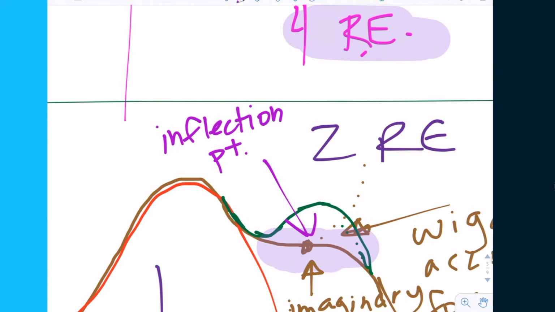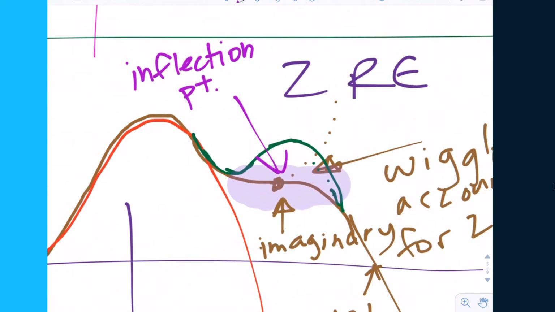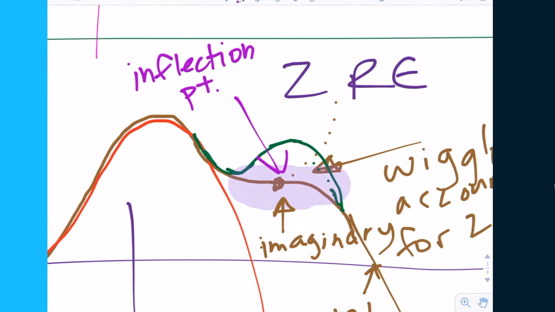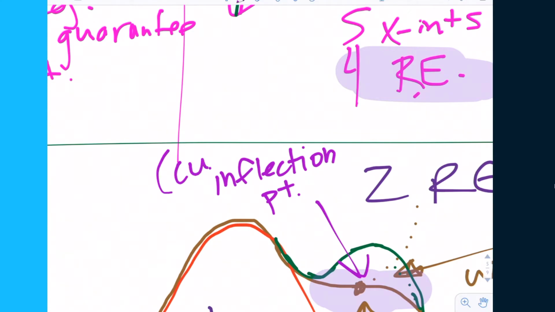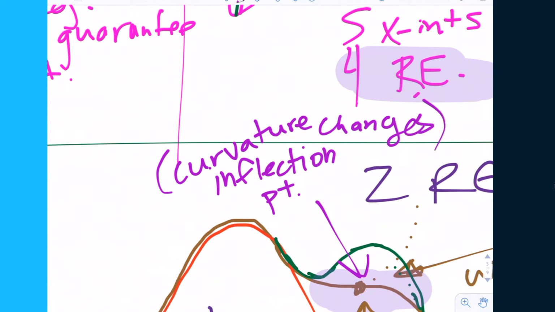Why inflection? What happens if you're speaking and your voice inflects? When you're inflecting, when you speak, you're emoting. You're changing the tone of your voice for emphasis, right? So we call it an inflection point because something changes there. And what is it that changes there? The curvature. Good. The curvature changes at an inflection point.